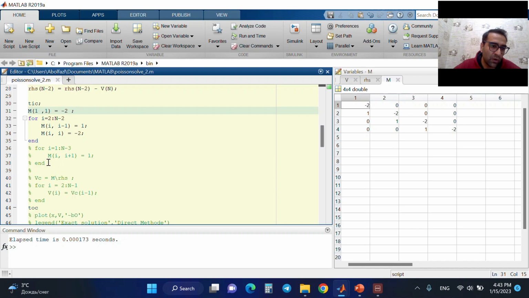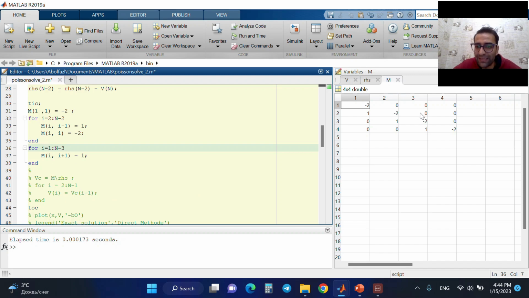What can I do? Okay, let's define again another loop, and change I from 1 to n minus 3. I plus 1. Mi. For example, when I is 1, it will give us 1, 2. Where is 1, 2? 1, 2 is here. It says that it should be 1. When n is 2, it will be 2, 3. 2, 3 is here. When it is 3, it will be 3, 4. And 3, 4 is here, right?